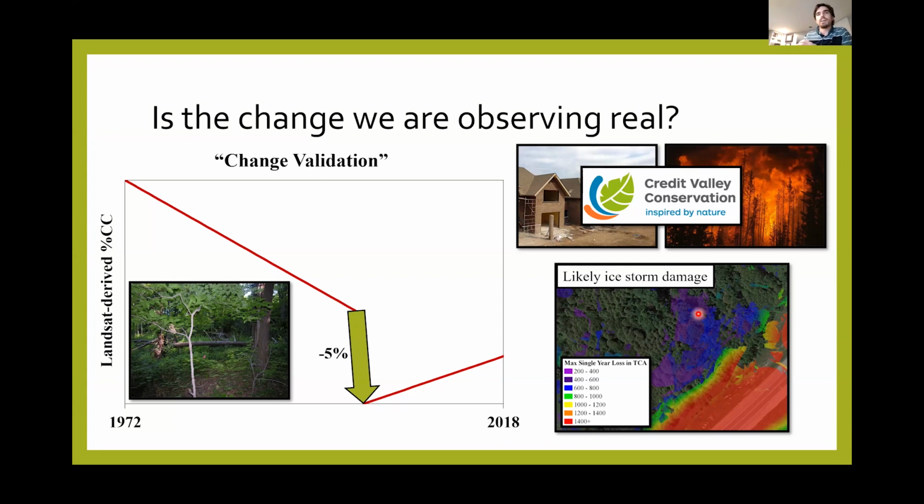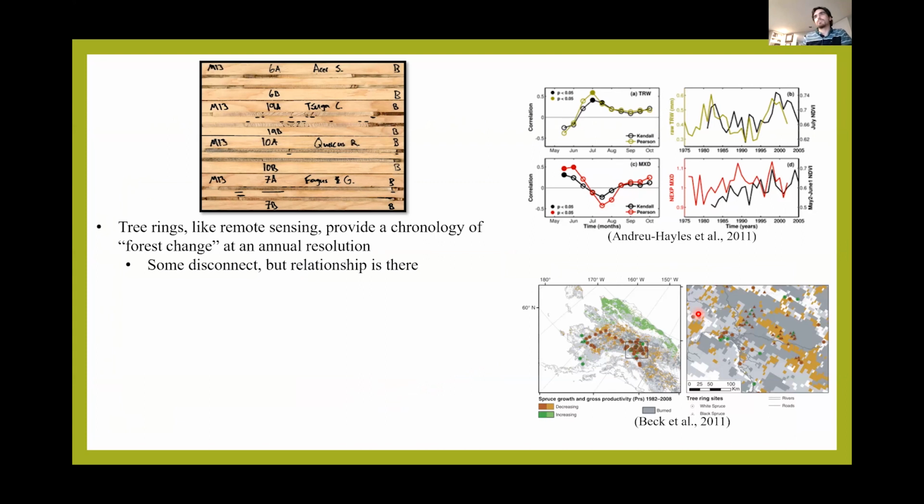These smaller and more local scale changes, how do we validate those changes when we don't have those government databases to reference and back up our results? That brought me back to dendrochronology. Similar to remote sensing, dendrochronology provides a yearly chronology of forest change at an annual resolution.